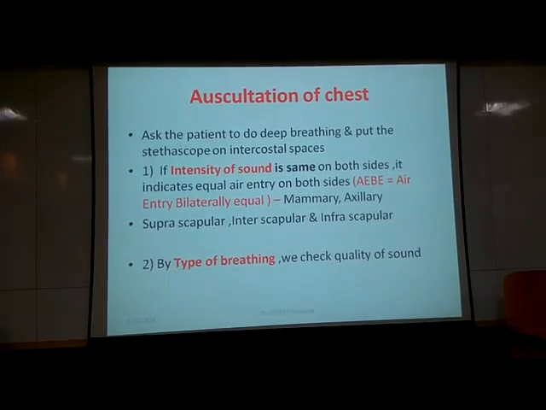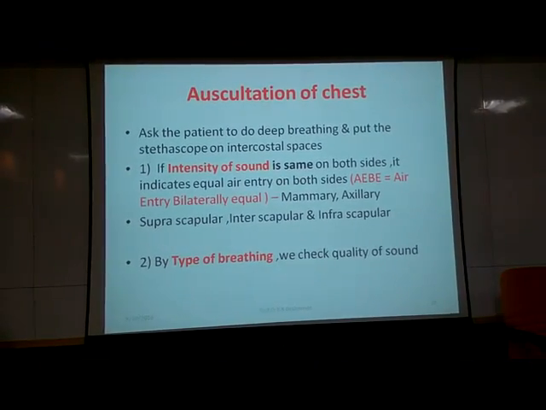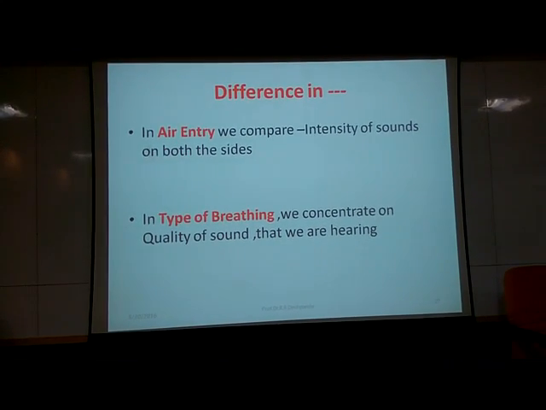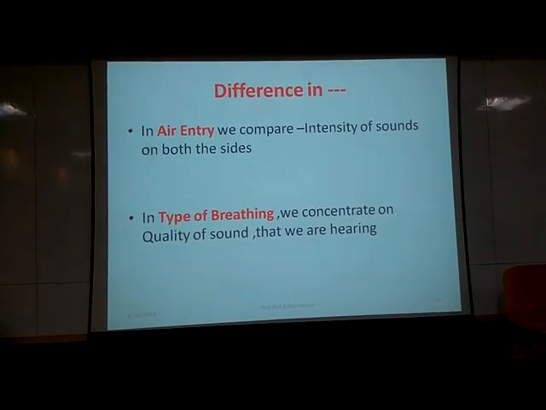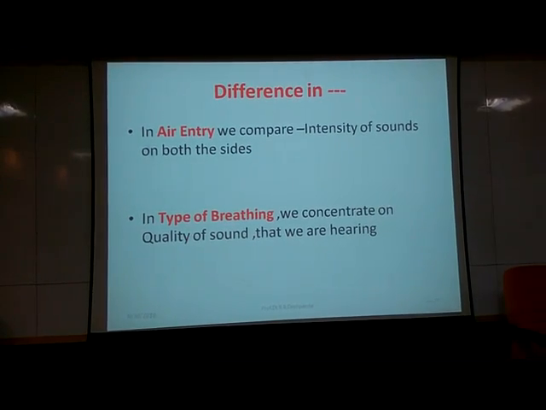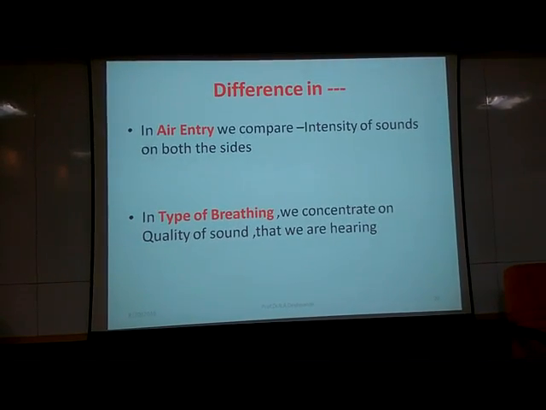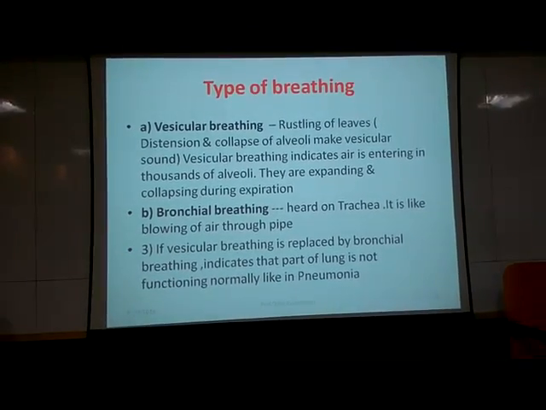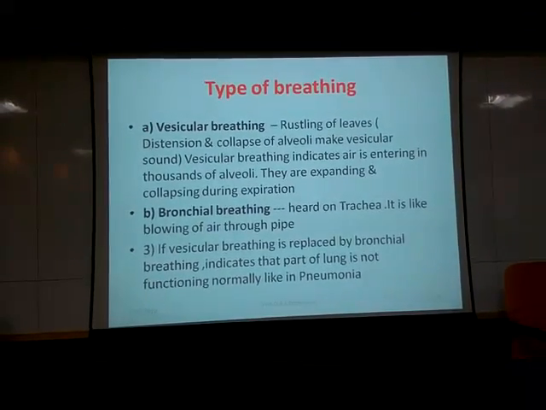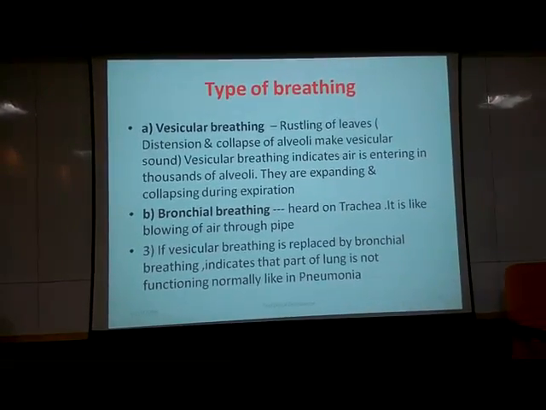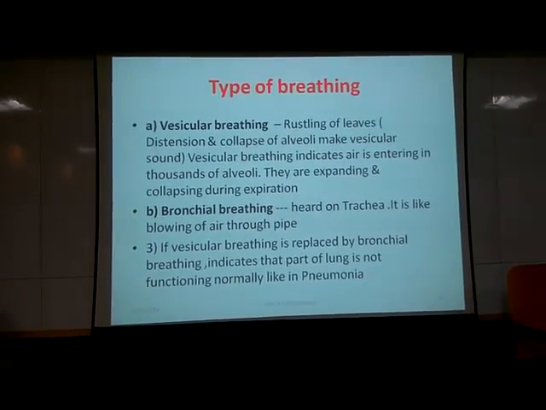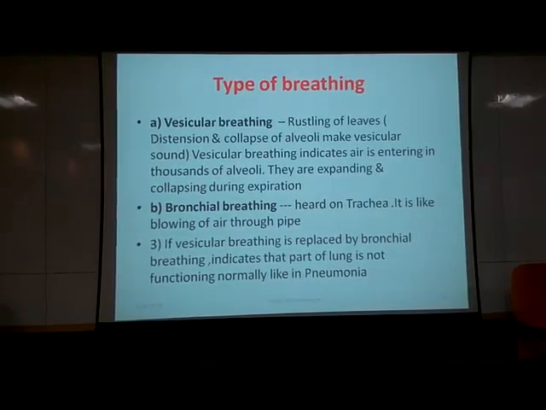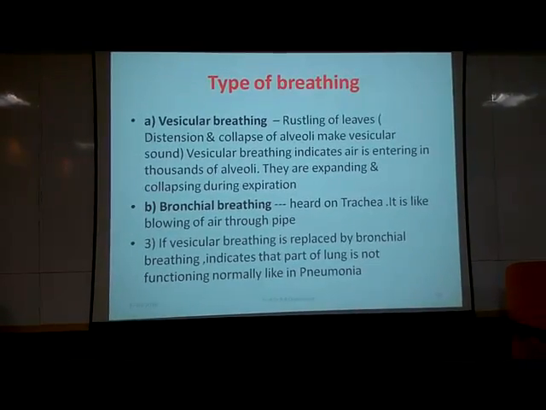Then the type of breathing we are going to check. Air entry denotes the intensity of the sound, and the type of breathing is the quality, which you explain with the words vesicular and bronchial breathing. So this is the expression of vesicular and bronchial. Vesicular breathing is like a rustling of leaves because of the distension and collapse of the alveoli. And bronchial breathing is heard on the trachea because it is a blowing of air through a pipe.